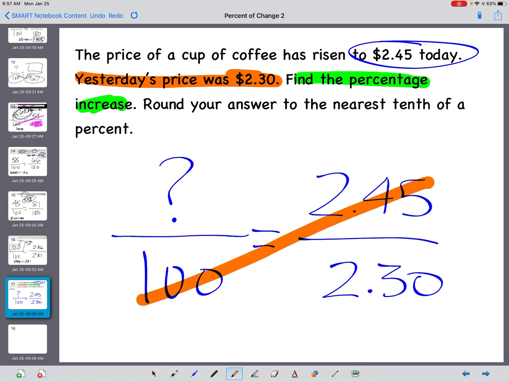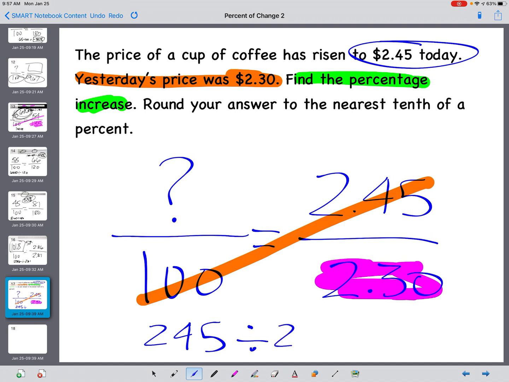Let's go through all of the math. You're going to multiply diagonally. So start out with $2.45. 2.45 times 100, of course, gives you 245. Now divide by the remaining value here, that's 2.30. So it's 245 divided by 2.30, and that turns out to be 106.52. I'm going to use those first two digits after the decimal point. It comes out to a lot more than that on the calculator, but it's 106.52.